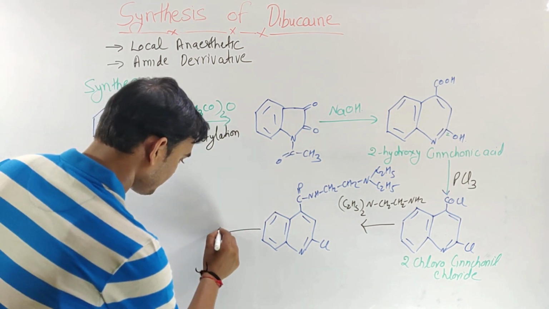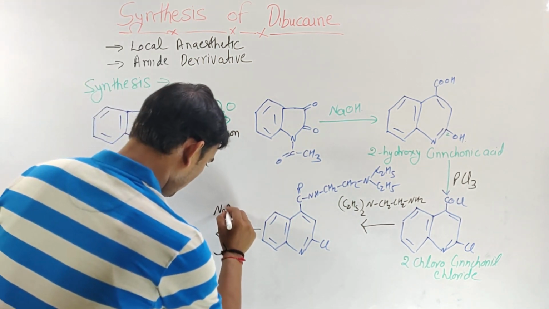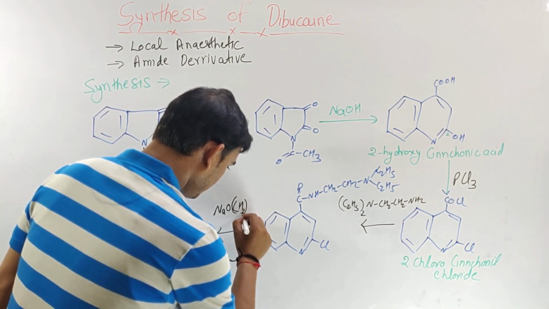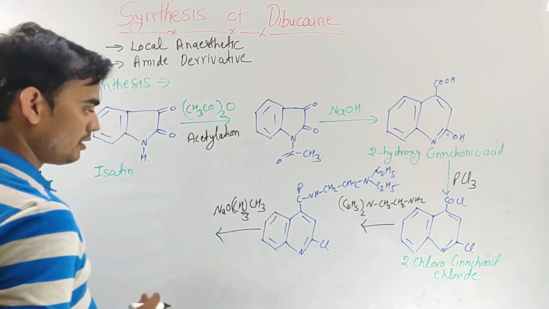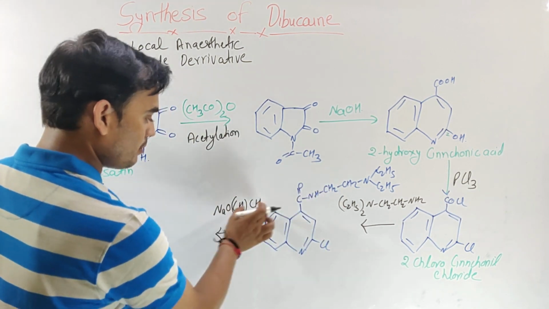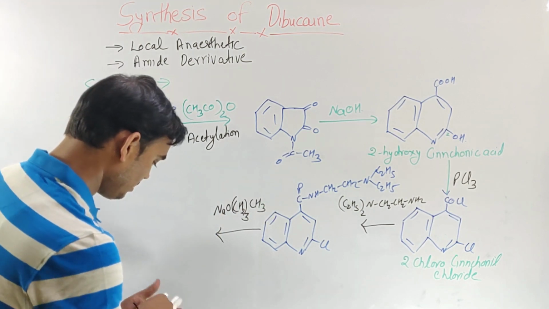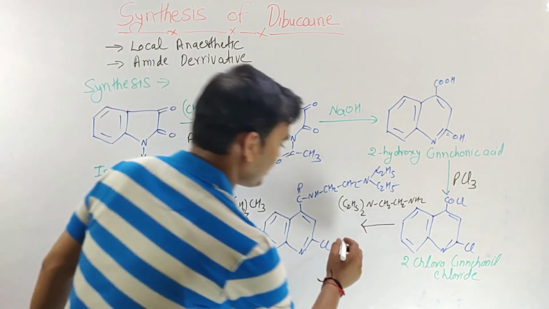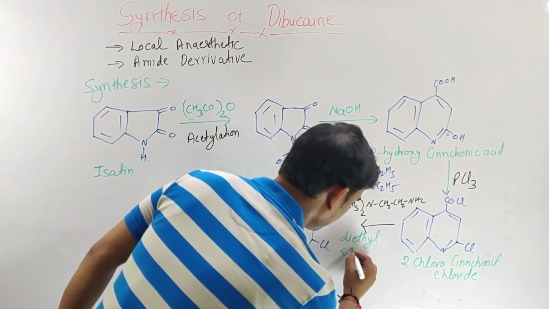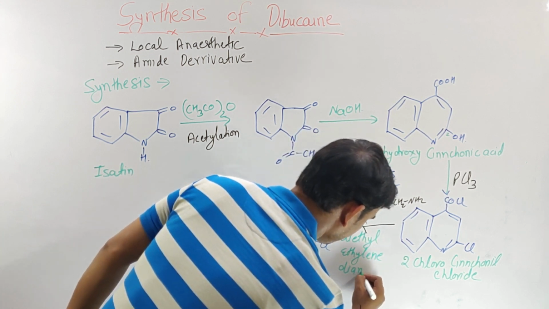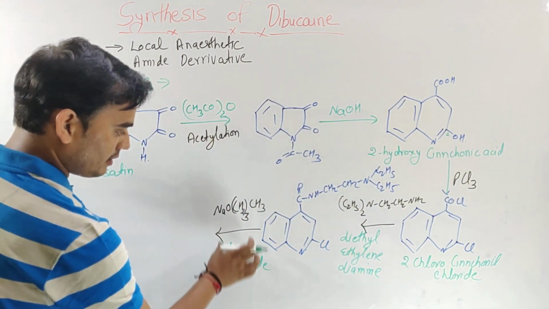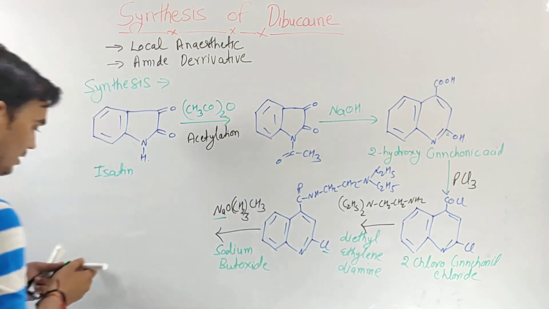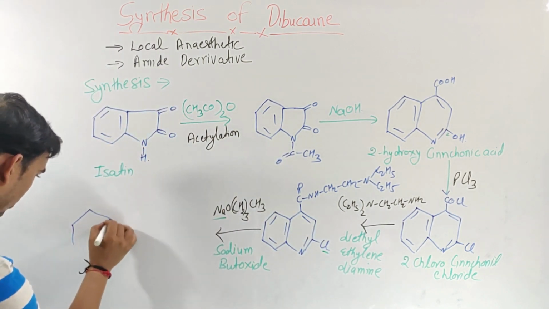Now this is reacted with sodium butoxide, NaO, CH2, CH2, CH2, CH3. Okay, when sodium butoxide reacted, then the Na sodium and this chloride will be removed in the form of NaCl, and the butoxide will get added here, and finally we get our final product, that is dibucaine, and the structure of dibucaine will be like this.